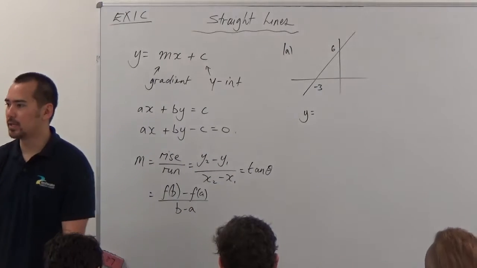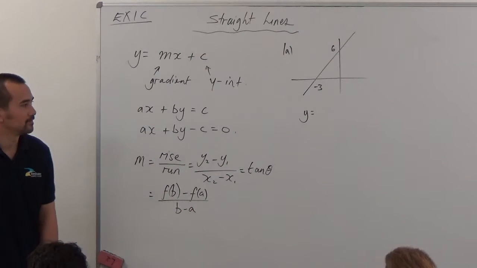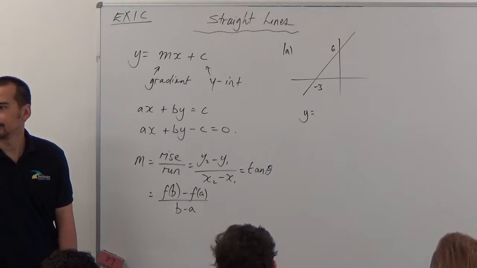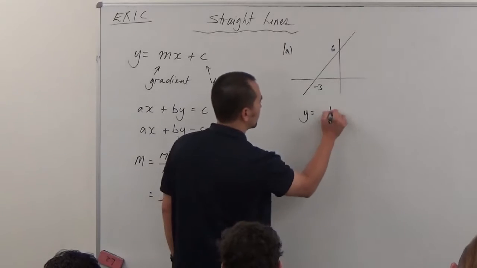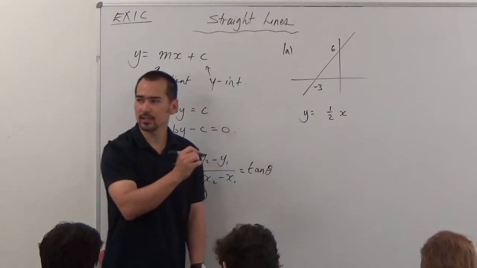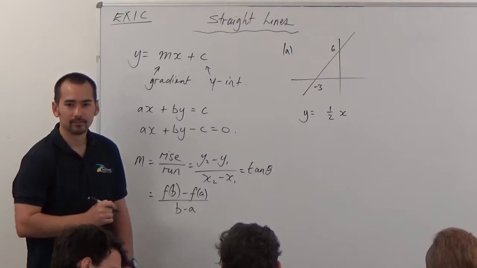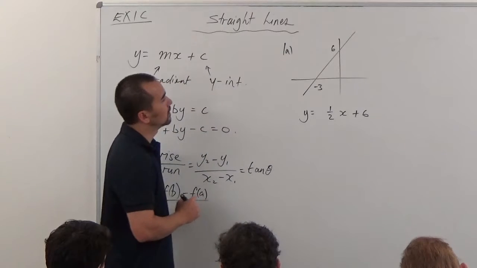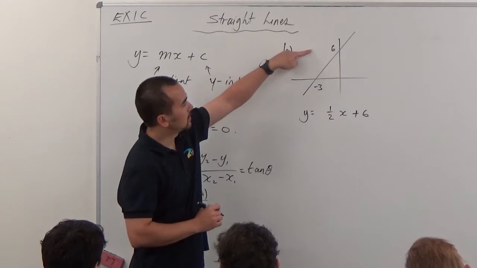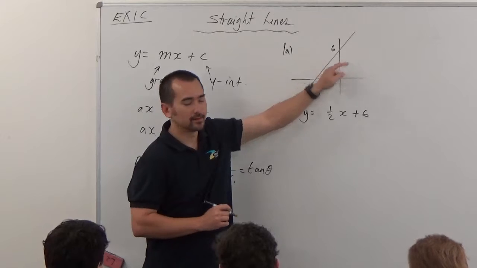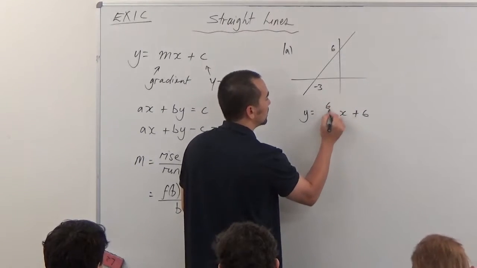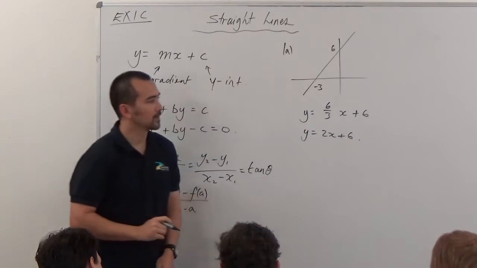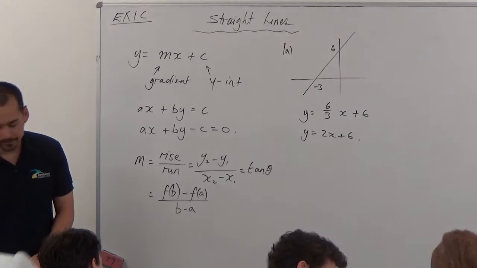What is the equation of this line? Positive 1/2 x. Sorry? Plus 6. Do we all agree? The rise is 6 and we go across 3. 6 over 3 is actually 2x plus 6. Okay. Alright, here's the next one.